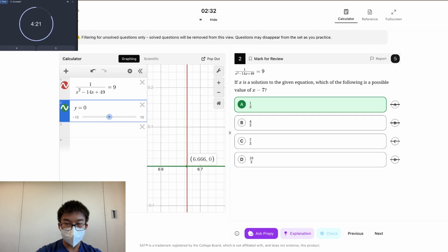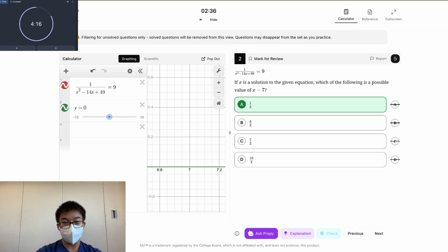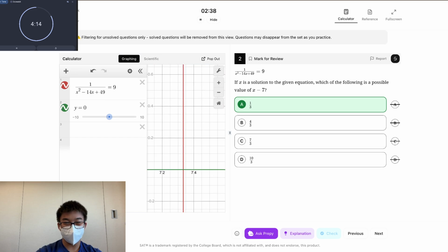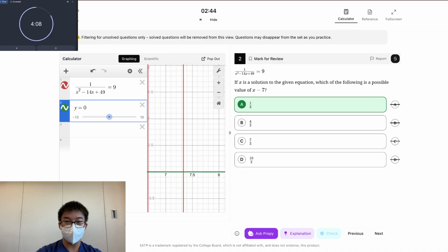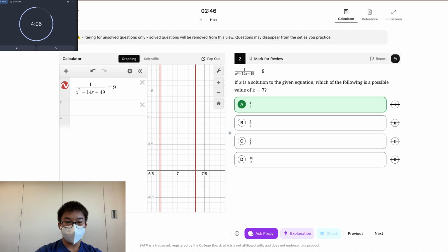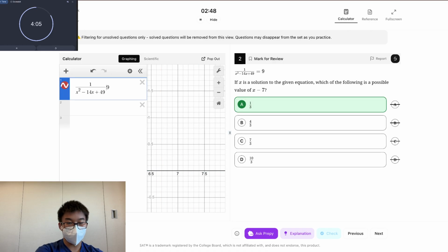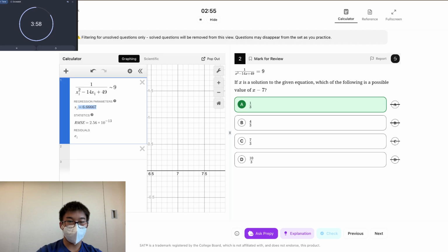Okay, it's around 1.66666667, right? Okay, 67. And this one is about 7.333333 something, right? So if I use regression on this, and I do one right here, I'm guessing that's one of the solutions.